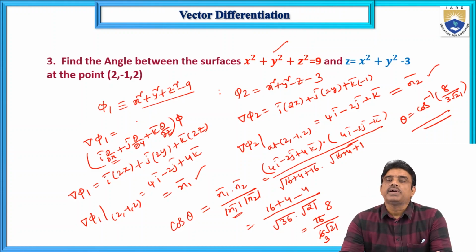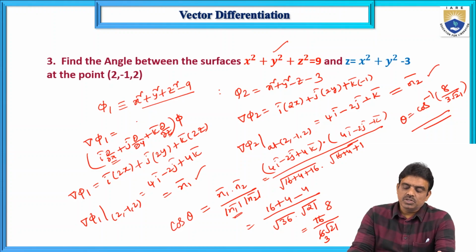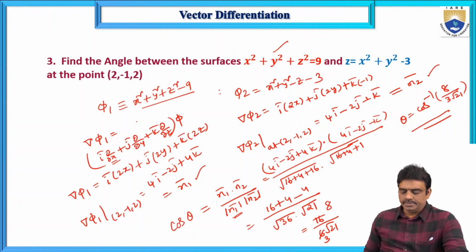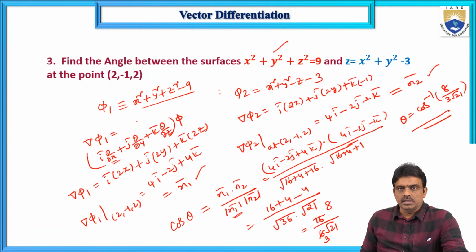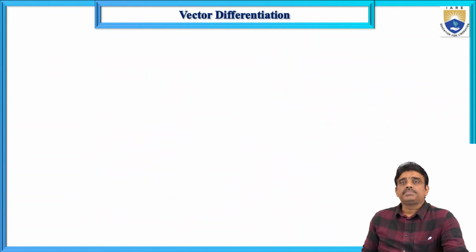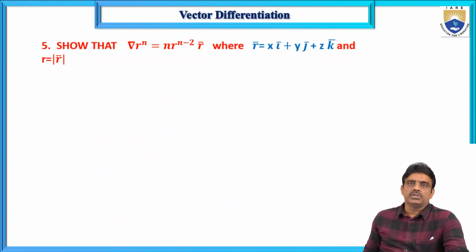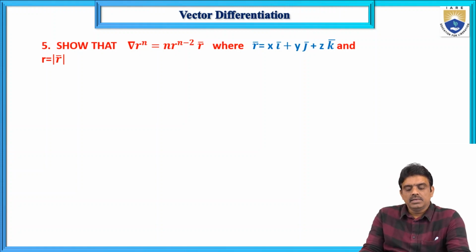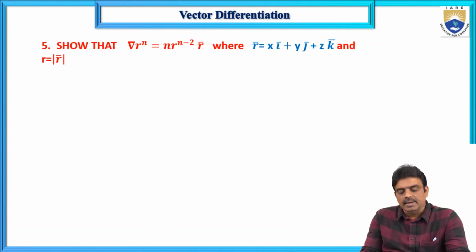The surfaces are x square plus y square plus z square is equal to 9 and z is equal to x square plus y square minus 3. So in this way you can calculate, using normal vectors, the angle between the two surfaces at the given point. So this is one application of the gradient. Similarly, we have some rules here. You can show that grad r power n, we have to show that it is a theorem.